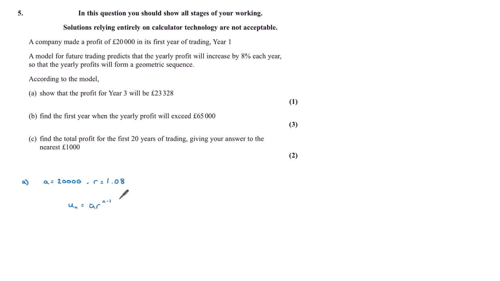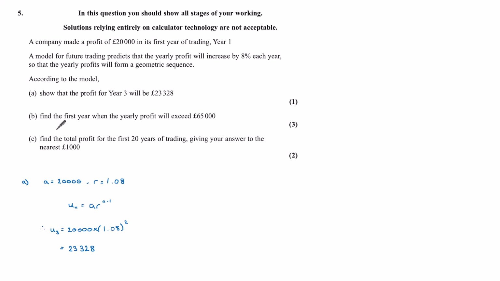I know that the nth term in a geometric sequence is written as U_n equals a r to the power n minus 1. I want to find U_3 for the profit at the end of year 3. So U_3 will be 20,000 times 1.08 squared, that's 3 minus 1, which is 23,328, the value I want to show.